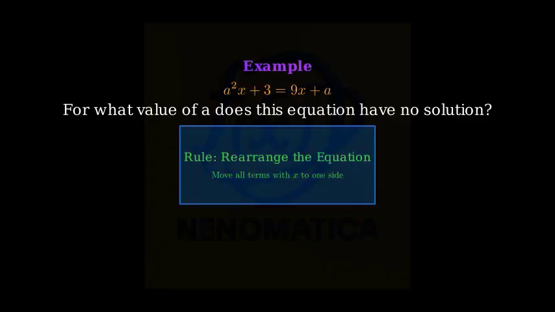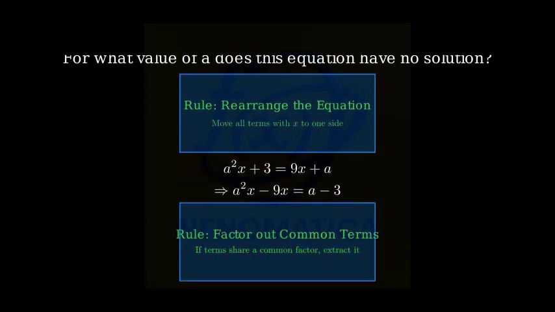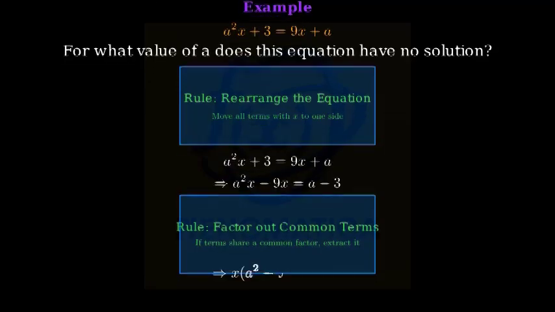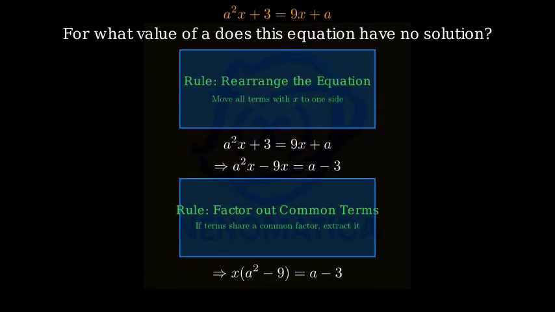First, we'll rearrange the equation to get all terms with x on one side and all other terms on the other side. We start with our equation, a squared x plus 3 equals 9x plus a. We'll move all terms with x to the left side and all other terms to the right side. This gives us a squared x minus 9x equals a minus 3. Next, we'll factor out x from the left side of the equation. This gives us x times the quantity a squared minus 9 equals a minus 3.